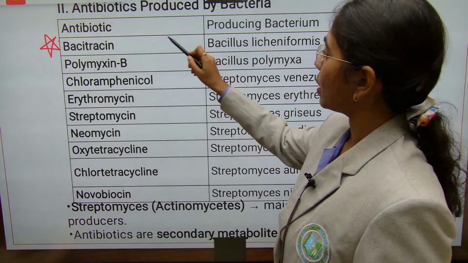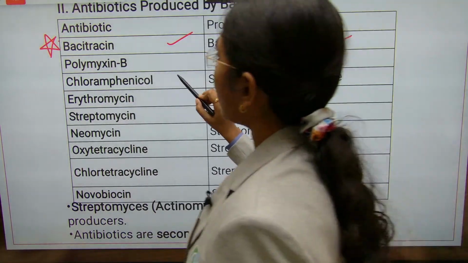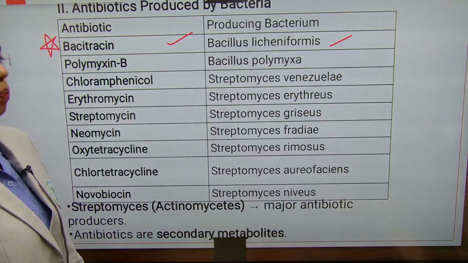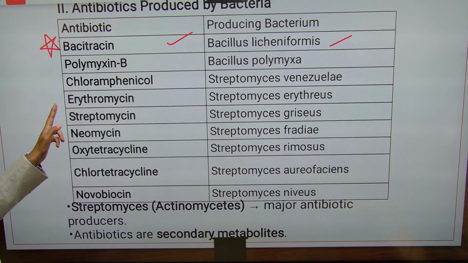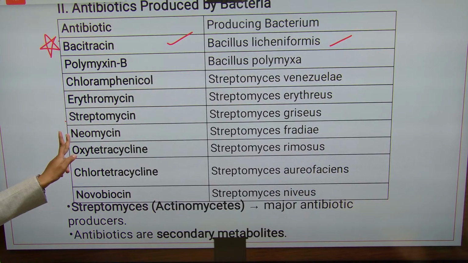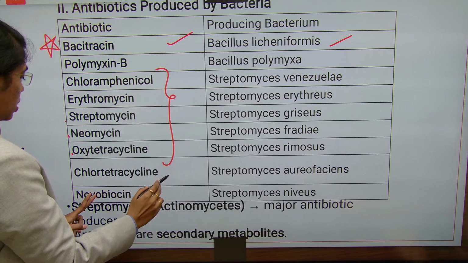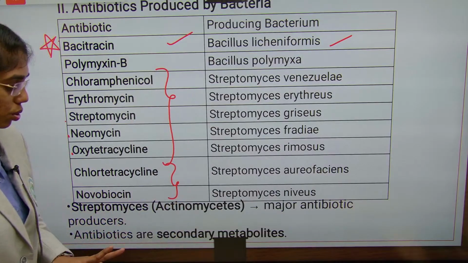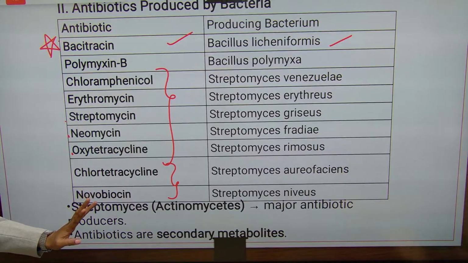First you see bacitracin by Bacillus licheniformis, polymyxin B by Bacillus polymyxa, chloramphenicol by Streptomyces species, and erythromycin, streptomycin, neomycin and oxytetracycline. All are by Streptomyces species only, and novobiocin also. Okay, remember all the different strains of Streptomyces. Streptomyces, actinomycetes, they are the major antibiotic producers.